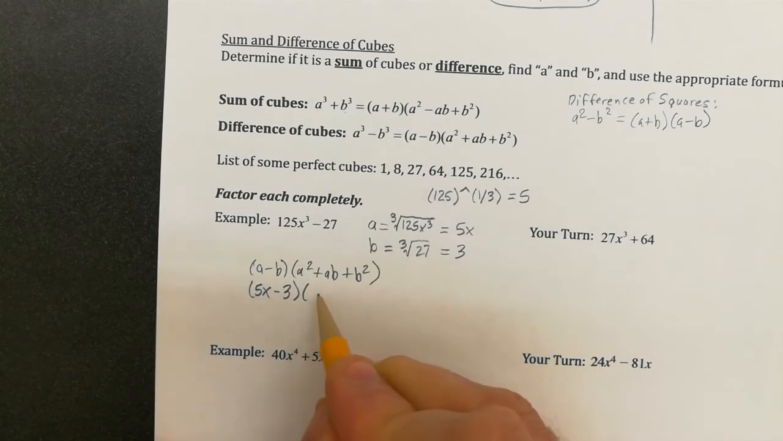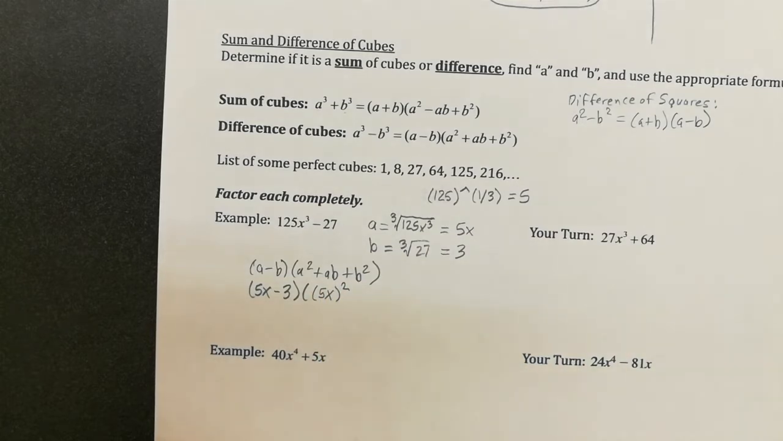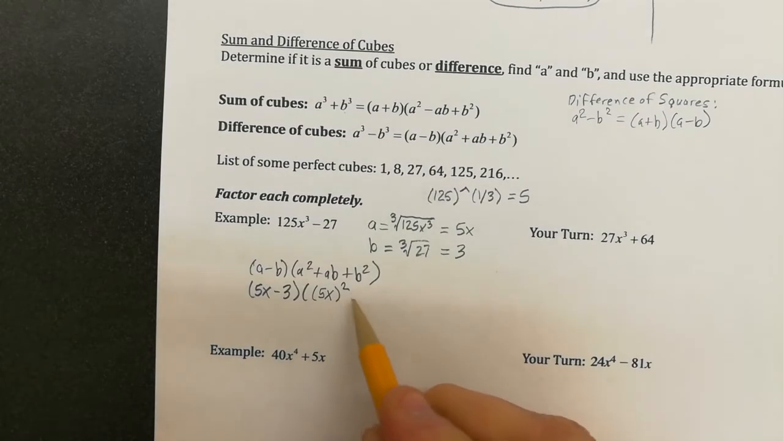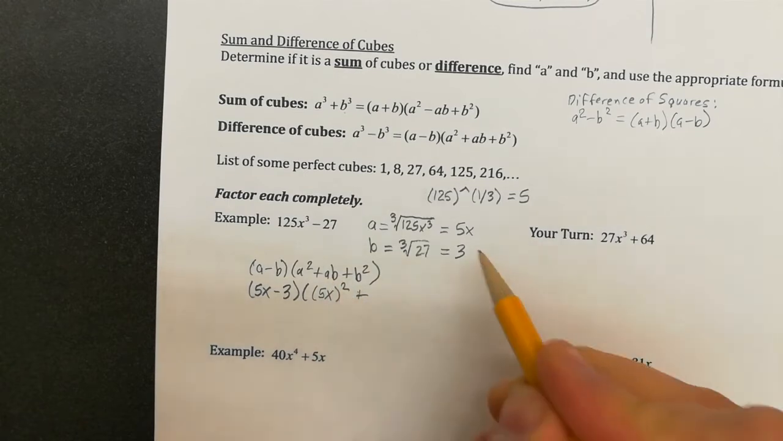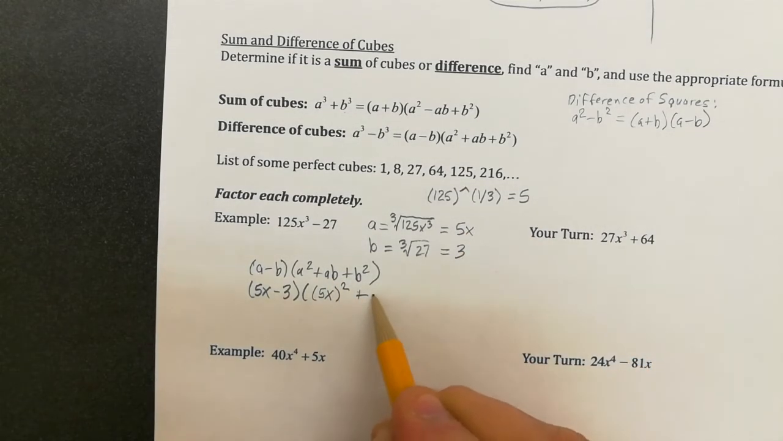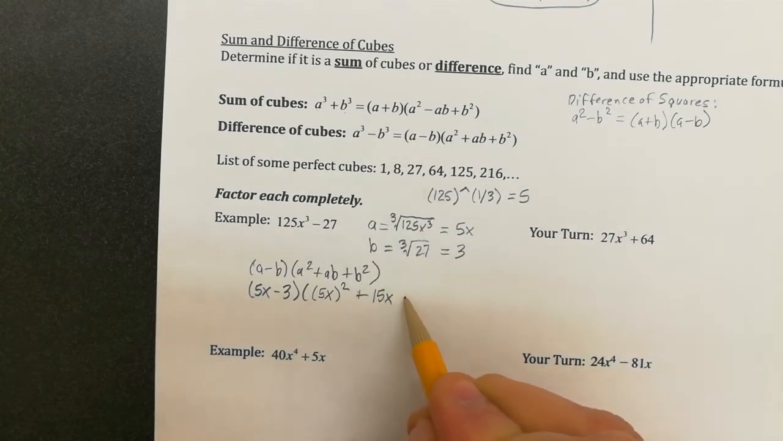A squared, now careful when you do this, you're going to have to go 5x squared, like that. You got to use the parentheses, and we'll get back to that in a minute. Okay, and then you're going to have A times B. Well, A times B is going to be 15x. I'm going to go ahead and just do that in my head. And then we also have B squared. Well, B squared is 3 squared, which is 9.